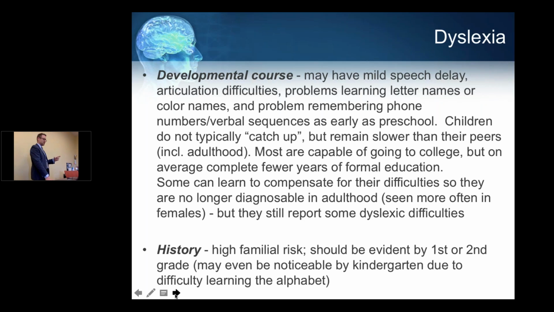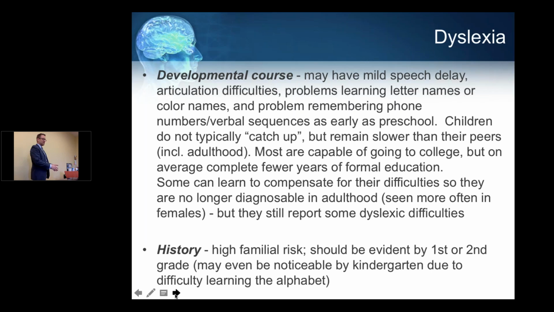So developmental course, typically you have an early speech delay, some articulation problems, trouble learning the names of colors, things like that, remembering phone numbers, even in preschool, and they don't catch up. So children that have this don't catch up. Now, that's not to say they're not functional. Many are capable of going to college, but in general, there's less years of school.